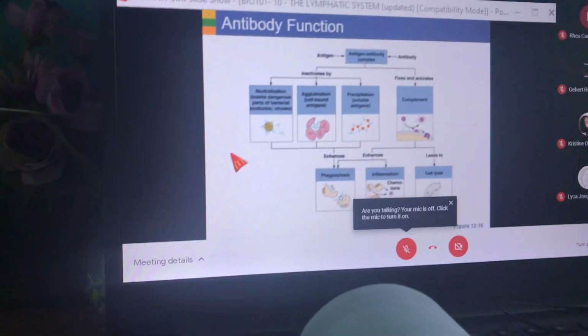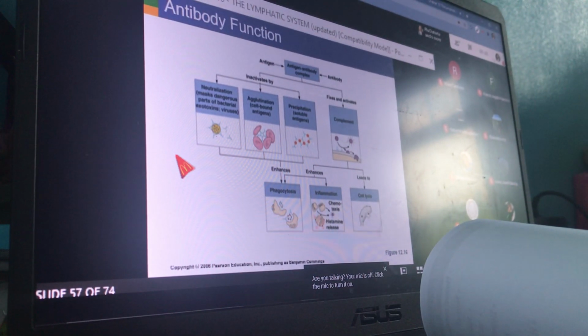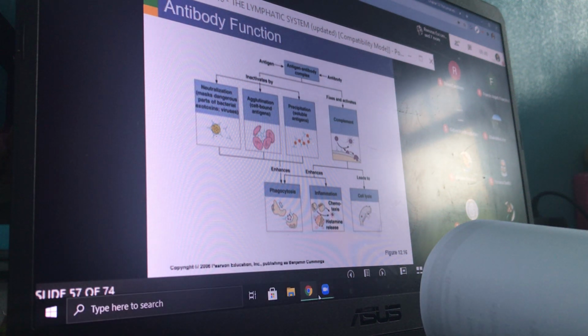as your plasma. Okay, so afterwards we talked about immunity, different types of immunity.